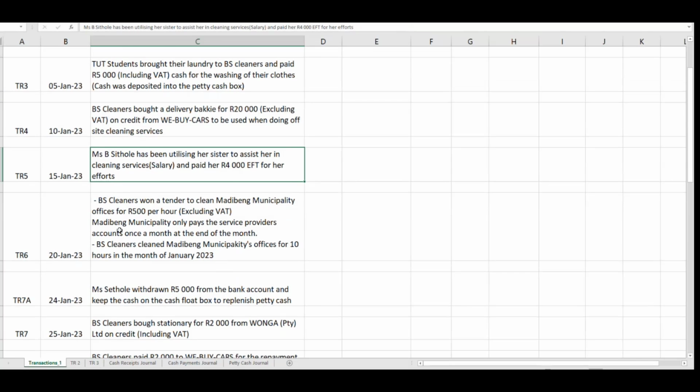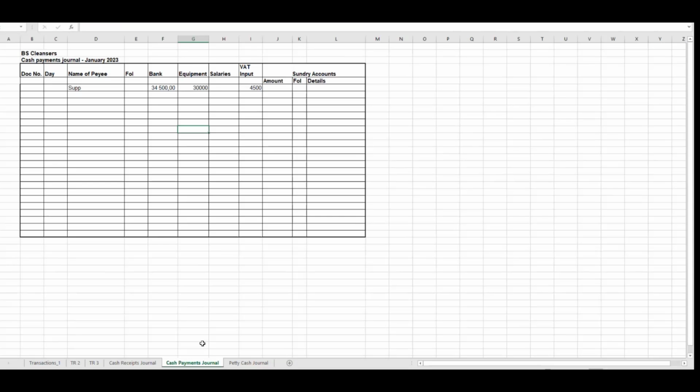Transaction number 5. Ms. Bistol has been utilizing a sister to assist her in cleaning services and paid her 4,000 rand salary. Cash receipts journal, cash payment journal, petty cash journal. Anyone wants to tell us which one and why? Nokulunga Precious. I think it's a cash payment journal. That is correct. We're paying, it goes to the cash payment journal.